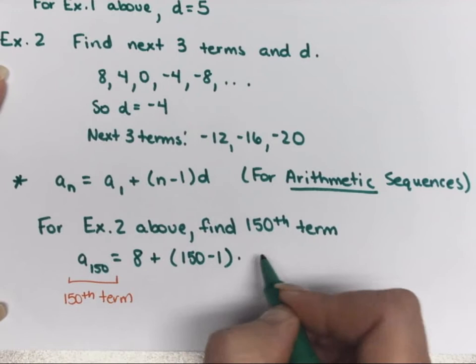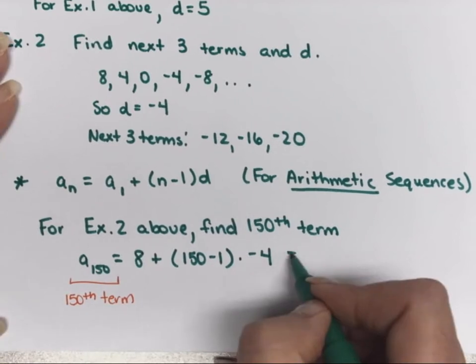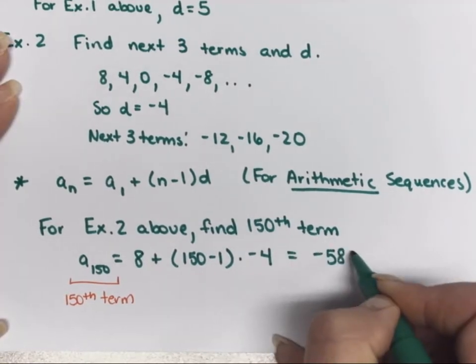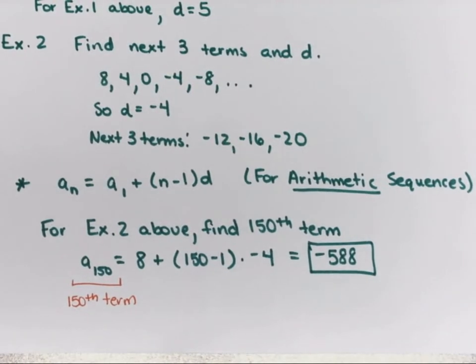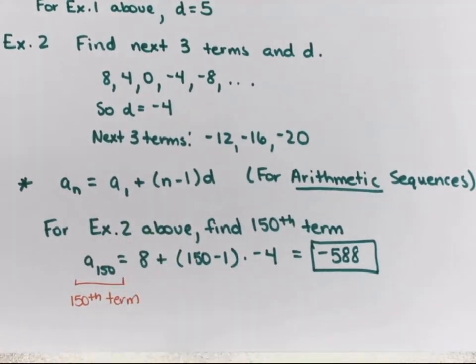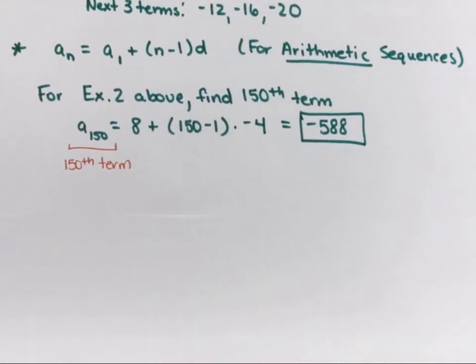What was our D this time? -4? Okay. So if you punch this in the calculator just like it is, you're going to get -588. It shouldn't surprise you that it's negative. How come? Because what were we doing every time? Subtracting 4, and we did it 150 times, right? So clearly we're going to have a pretty large negative number when we're done. So this formula that I put a star by, this is going to be something that you're going to need to know, okay? And it's for, again, arithmetic sequences.